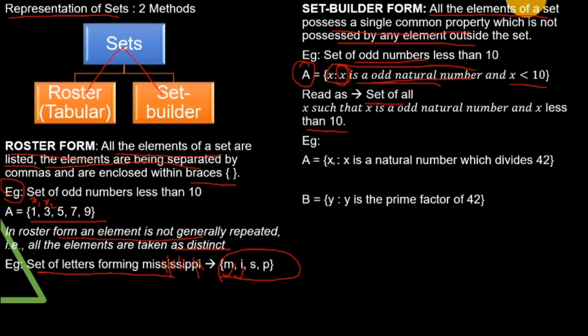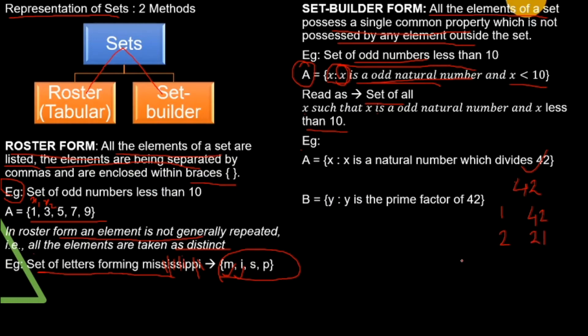A equal to x such that x is a natural number which divides 42. Can we try to write it in roster form? Let's try to write. We have 42, right? To know which numbers divide 42, we'll try to find its factors. First, we'll go for 1 into 42. So 1 into 42 is 42, right? So 42 ones is 42. Next, 2, we'll check. Yes, it is divisible. So 21 twos, 21 into 2, right?